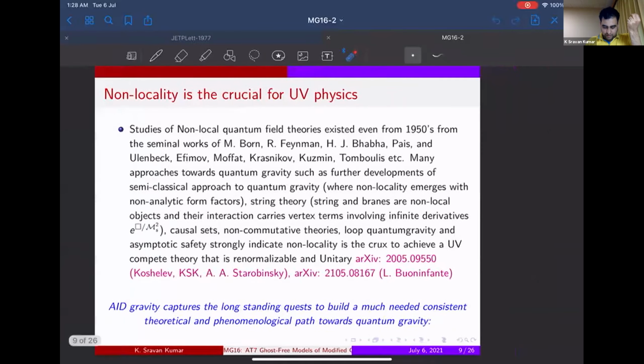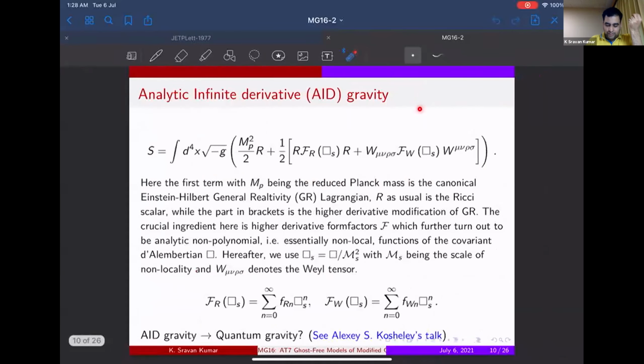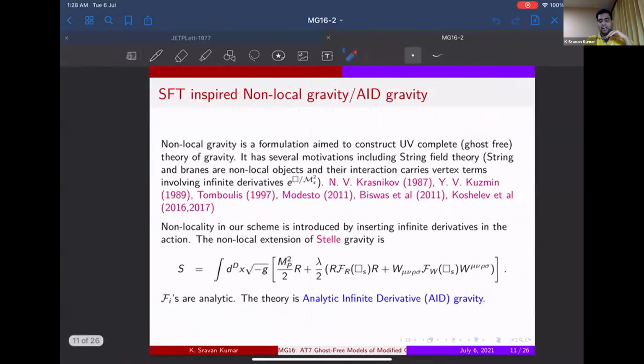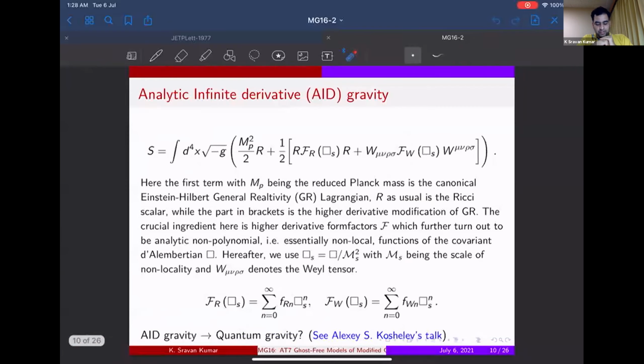And the Lagrangian, which is the non-local extension of stellar gravity, is described by this. This Lagrangian captures all the features of non-locality, and this is what we want to test with observations. If we look at this Lagrangian, it contains the infinite derivative operators like F_R and F_W, which can be Taylor expanded, and they are analytic. The challenging part is how to solve these equations of motion.